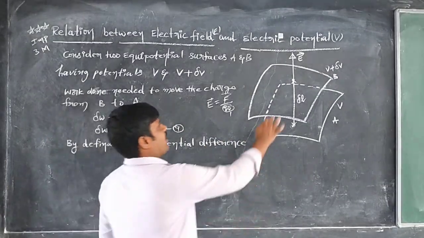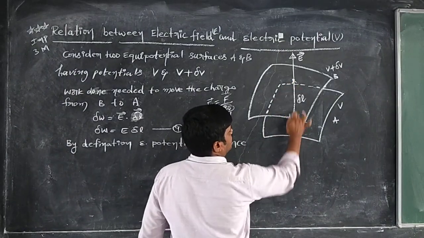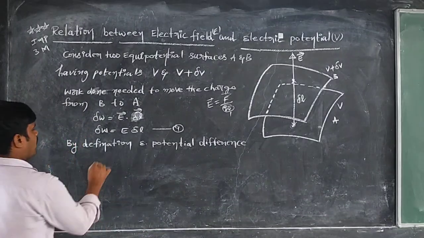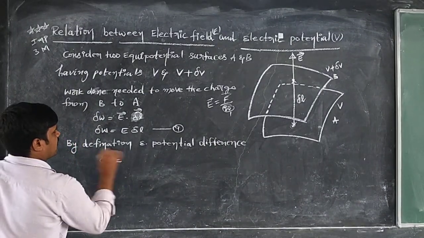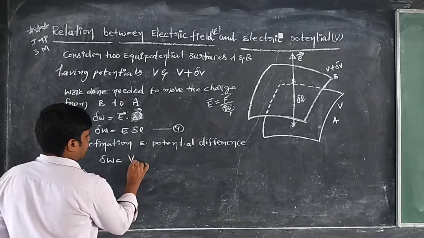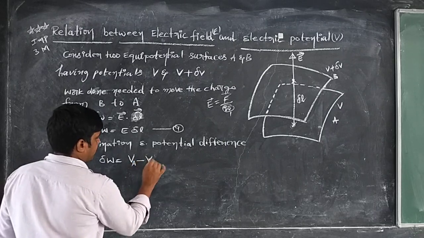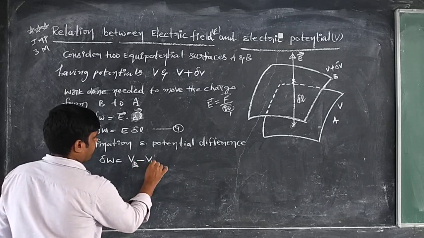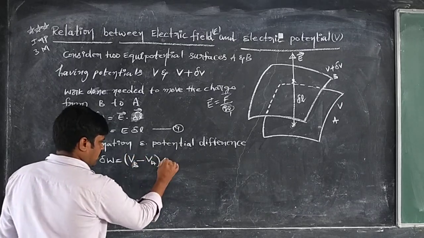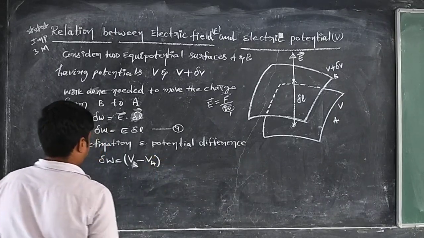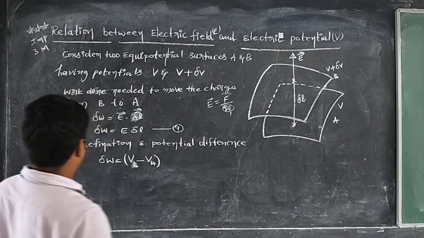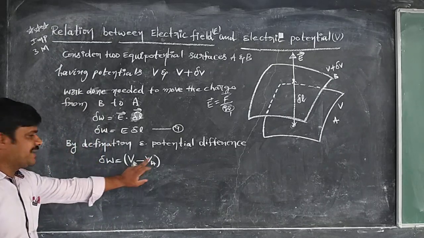The work that must be done to move a charge from one point to another point is what we call electric potential. Delta W is equal to the electric potential difference from VB to VA, so the amount of work done is equal to VB minus VA.